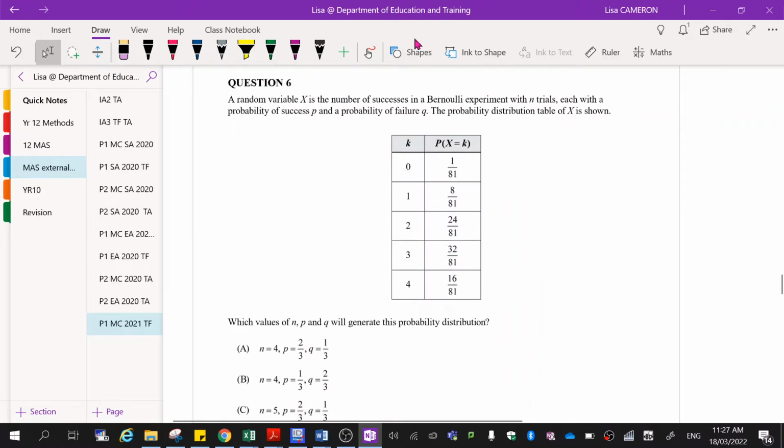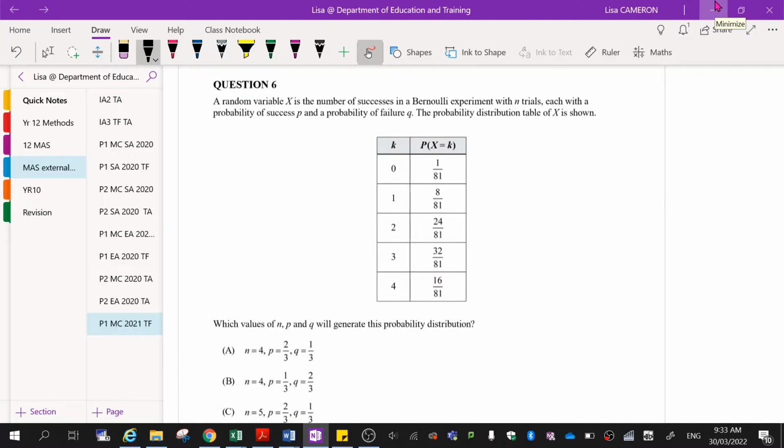Question 6. So a random variable x is the number of 6 trick question. So we're going to be doing binomial distribution without using our calculator. So here, if this is random variable x, successes of the Bernoulli experiment with n trials, we can see that it goes up to 4, which means the maximum number of successes that we can expect is 4. So n is going to be equal to 4 trials here. So that instantly counts out C and D, meaning that the QCAA supplied answer is incorrect.